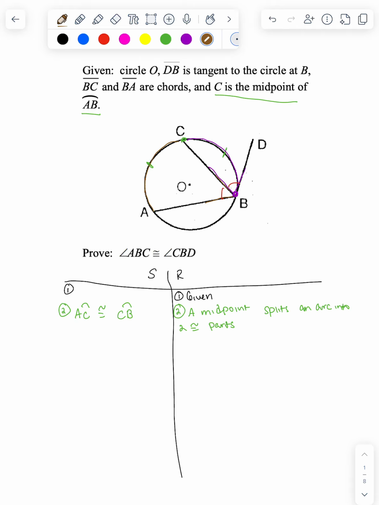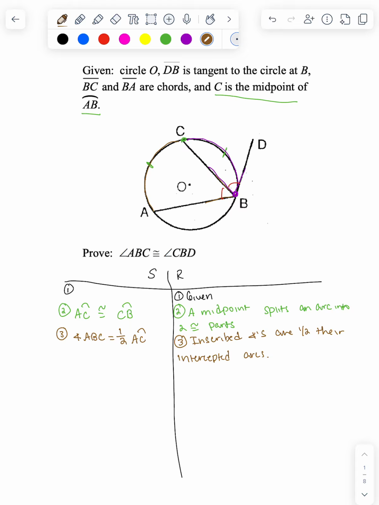Then we said that angle ABC is an inscribed angle, so it's equal to half of its intercepted arc AC. And I'm going to put the reason over here: inscribed angles are half their intercepted arcs.